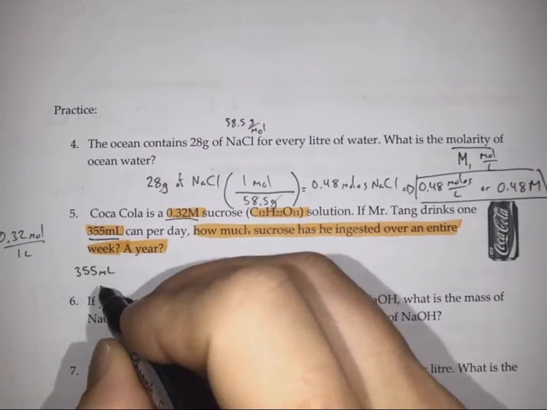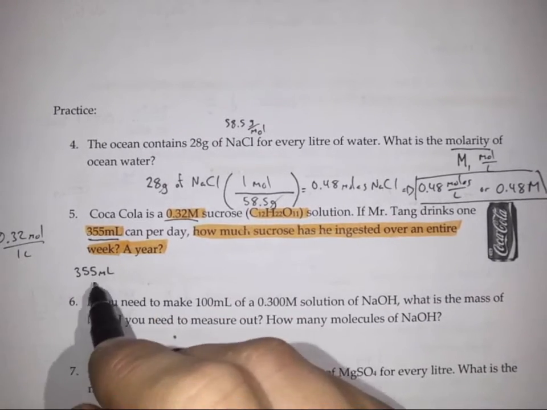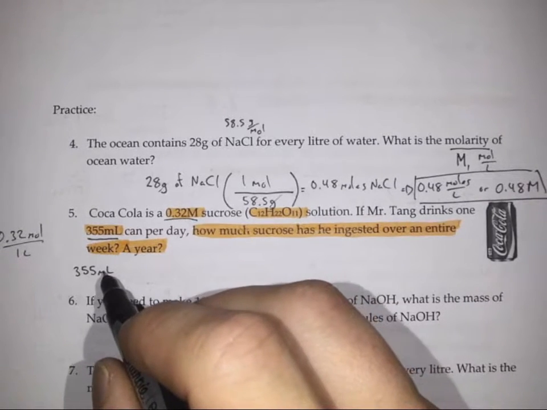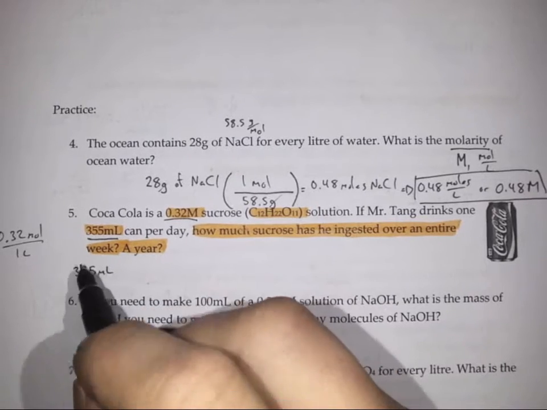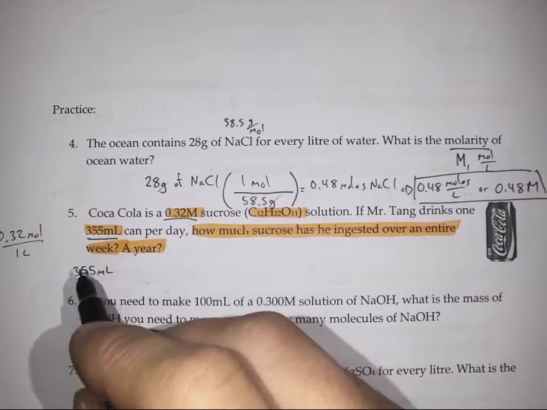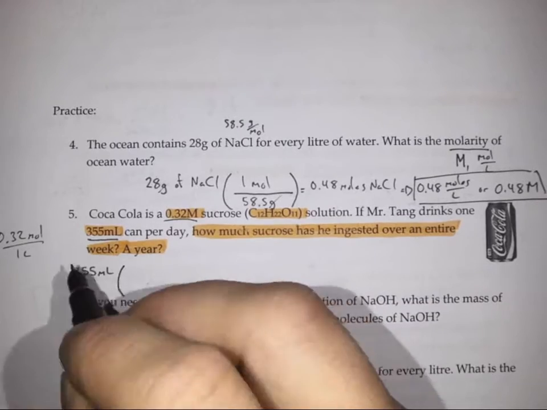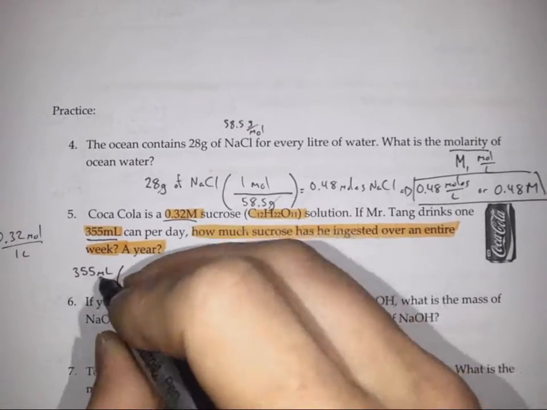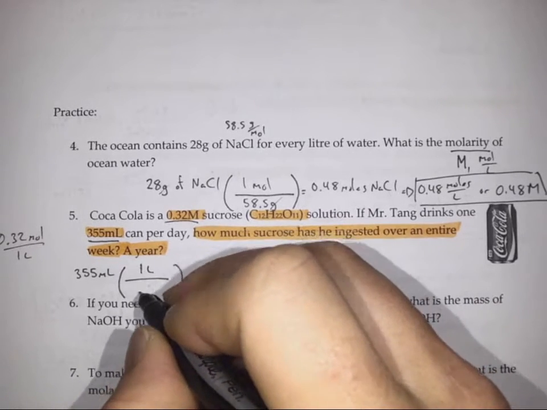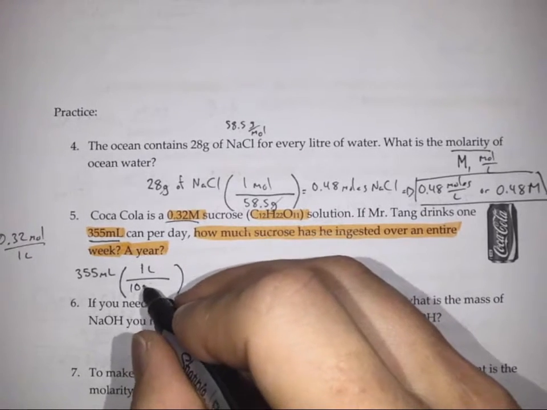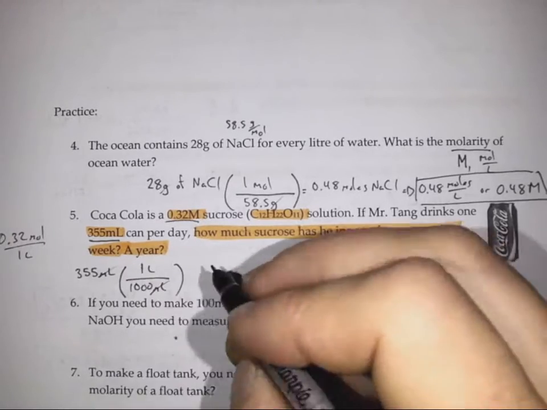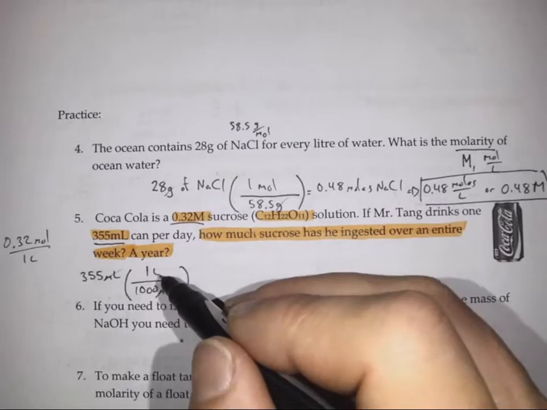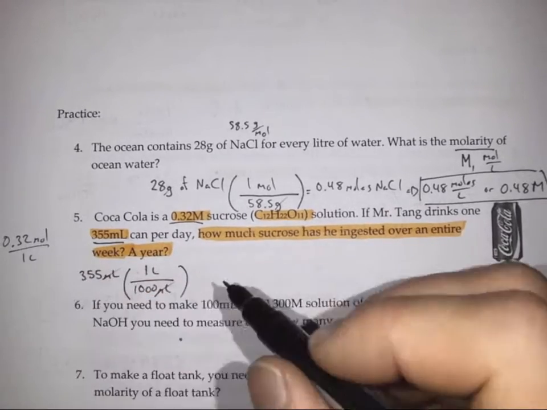We need a little mini step first, though, which you might have already done in your head. If we want to convert milliliters of Coca-Cola into moles of sugar, we need to first turn milliliters into liters because our conversion factor is in moles per liter. So I'm going to do that as a conversion factor: 1 liter is 1,000 milliliters. They cancel out, and now we're talking about liters. So now I can start converting liters into moles, which I can do using this conversion factor.